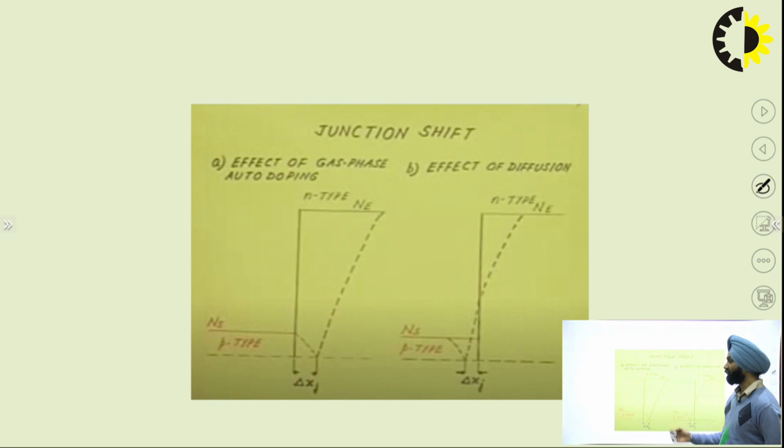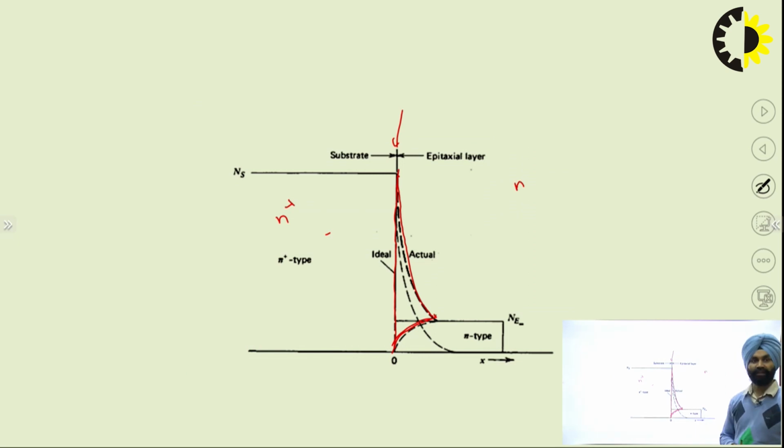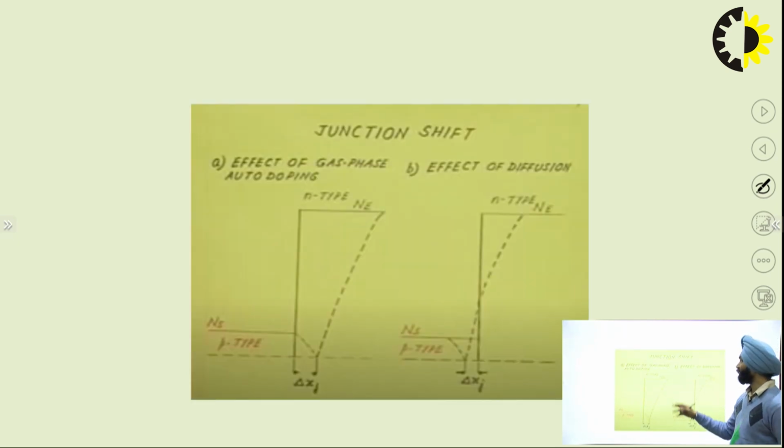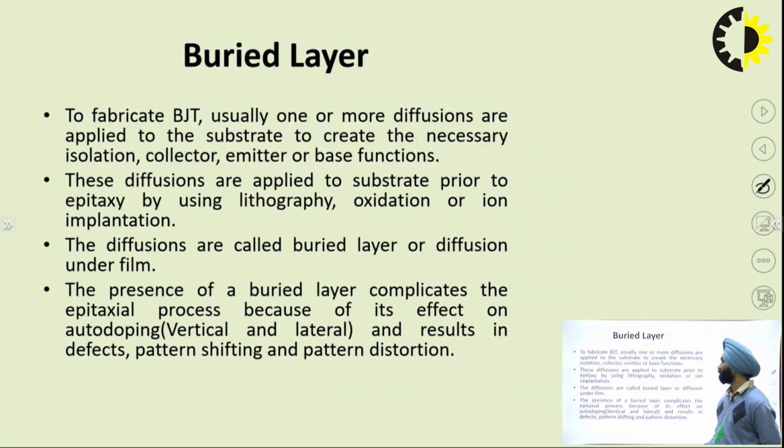So if we see the junction shift from this, as we have seen, the gas phase auto doping will be decreasing.